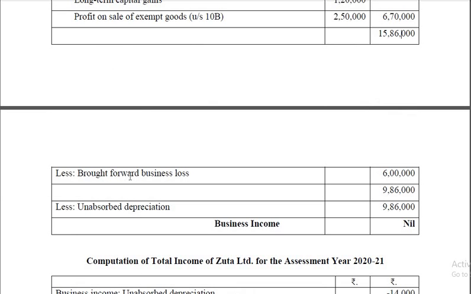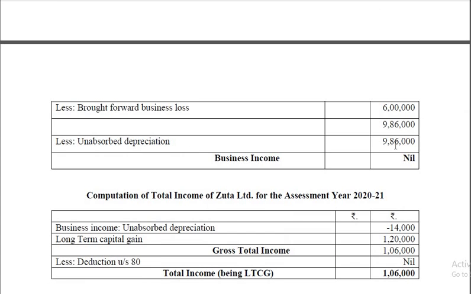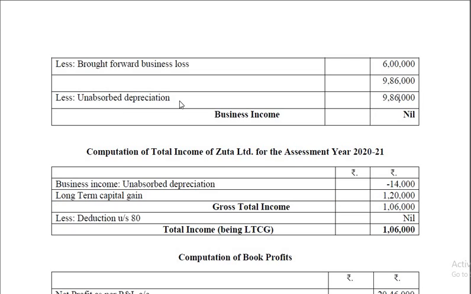Now set off brought forward business loss. It is only 6 lakh, whereas the balance is 15,86,000. Set it off. Still balance 9,86,000. Now you have unabsorbed depreciation for income tax purposes, 10 lakh. The entire 10 lakh cannot be set off, but to the extent possible you set off. So 9,86,000 is set off. As a result, balance of business income is nil.